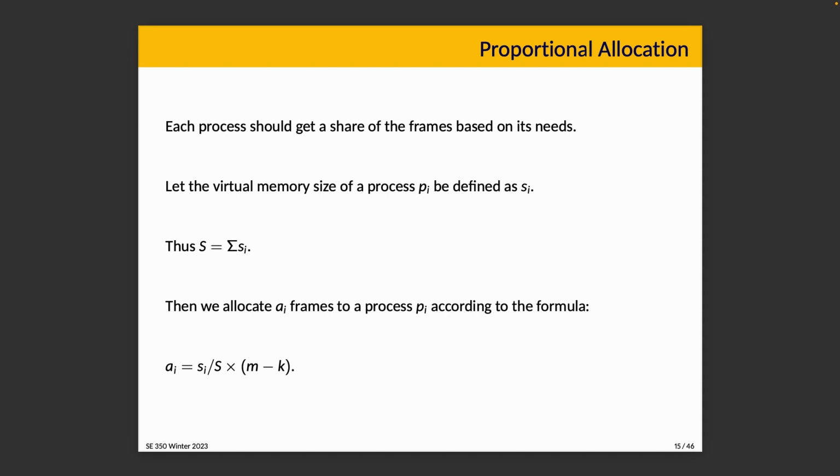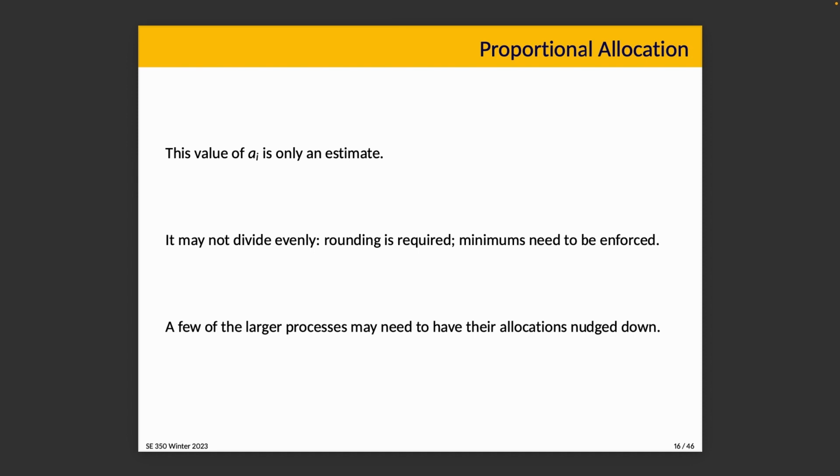That is to say, the number of allocated frames is basically the percentage of the total memory demands that the current process wants multiplied by the number of frames available. So if this process's total wishes are 60% of memory, then it can get 60% of the frames. Now listen, the value of A sub i is only an estimate. Things may not divide evenly, which is obviously going to be a problem. So rounding is required, and minimums need to be enforced as well, based, as we discussed a minute ago, on the architecture of the system.